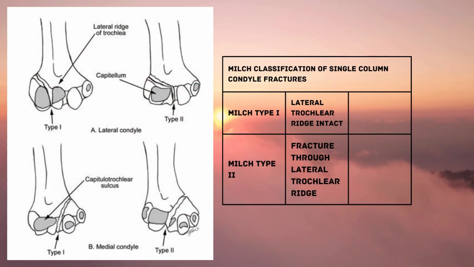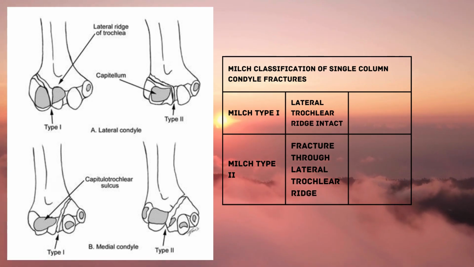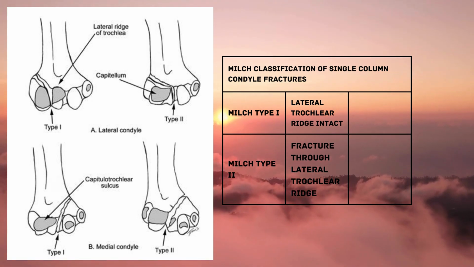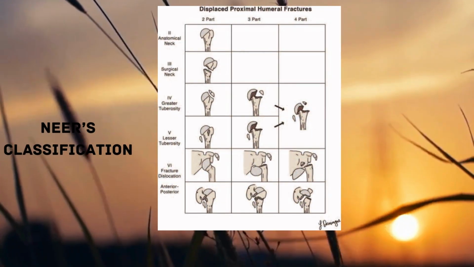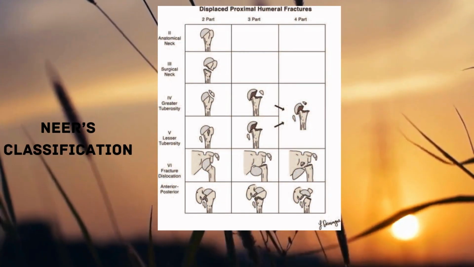Now come to the Mills classification of the single column condyle fracture. In type 1, the lateral trochlear ridge remains intact, and in type 2 the fracture is through the lateral trochlear ridge. Now come to the Neer's classification. It's for the displaced proximal humeral fracture.